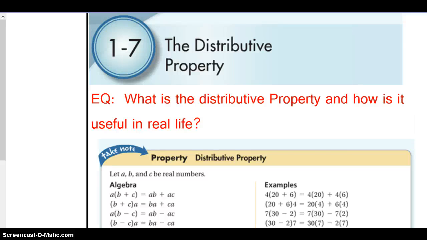Hey everybody, now we're on to 1.7, The Distributive Property. I love this property. I think it's super fun because once you get it, it's just one of those algebra concepts that you can conquer, and it looks hard to other people. And once you get it, it's just fun. But there are some things that you have to be careful with, which we'll talk through as we go.